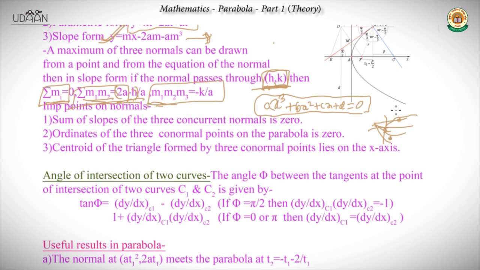The center of the triangle formed by 3 co-normal points lies on the x-axis. These can be given in a question. They will directly give 3 coordinates of the co-normal points, and they might ask what is the center of the triangle directly. So you have to remember that it will lie on the x-axis.